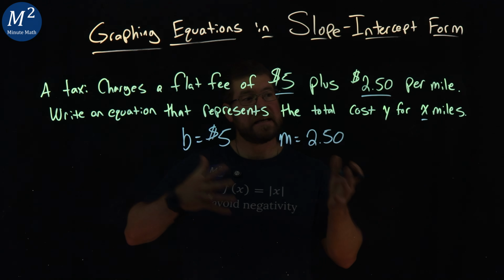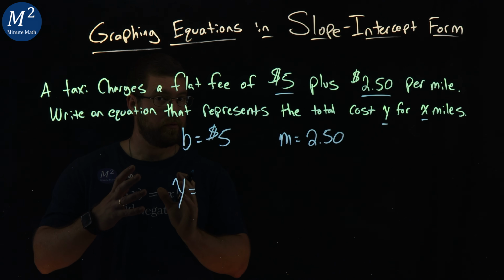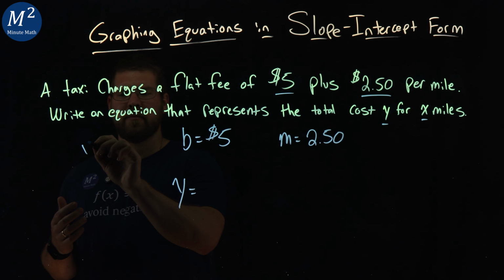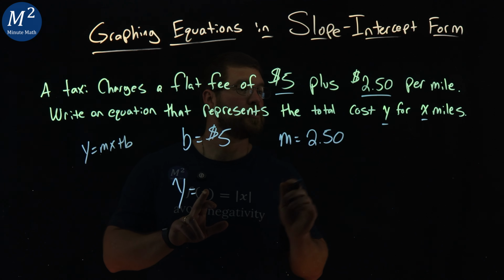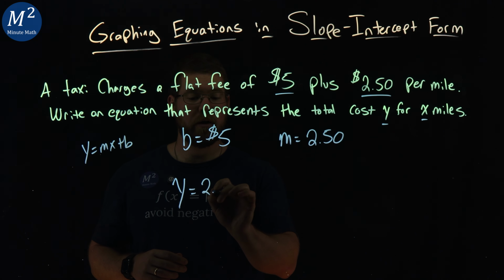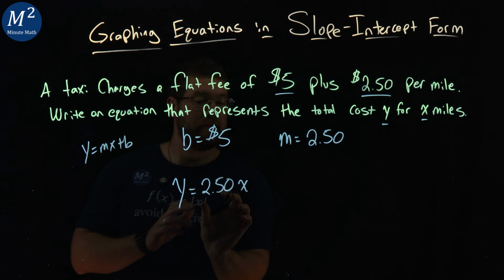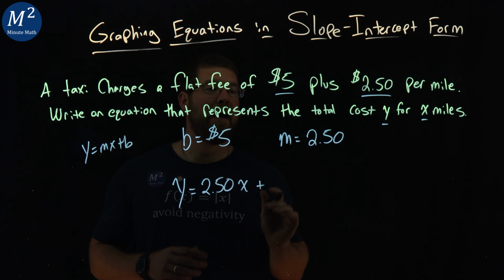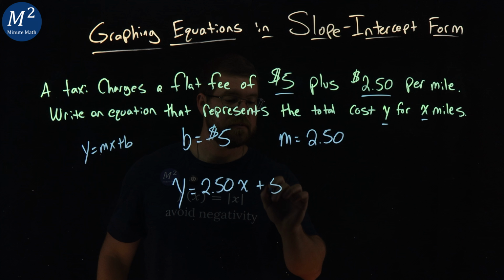So if I write this as an equation, I have my total cost y, that's what we're trying to find here. Total cost y is equal to, remember, y equals mx plus b, a great little equation. Our slope, our rate, is $2.50 per mile. So we take 2.50 times x, the number of miles that we're traveling here, and we have to always add that b value, our flat fee of $5.